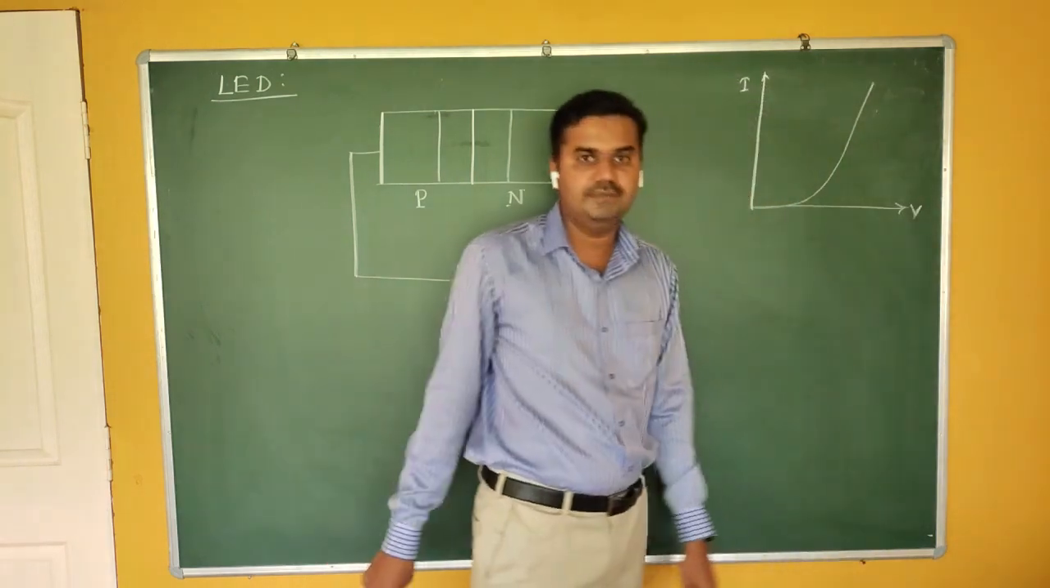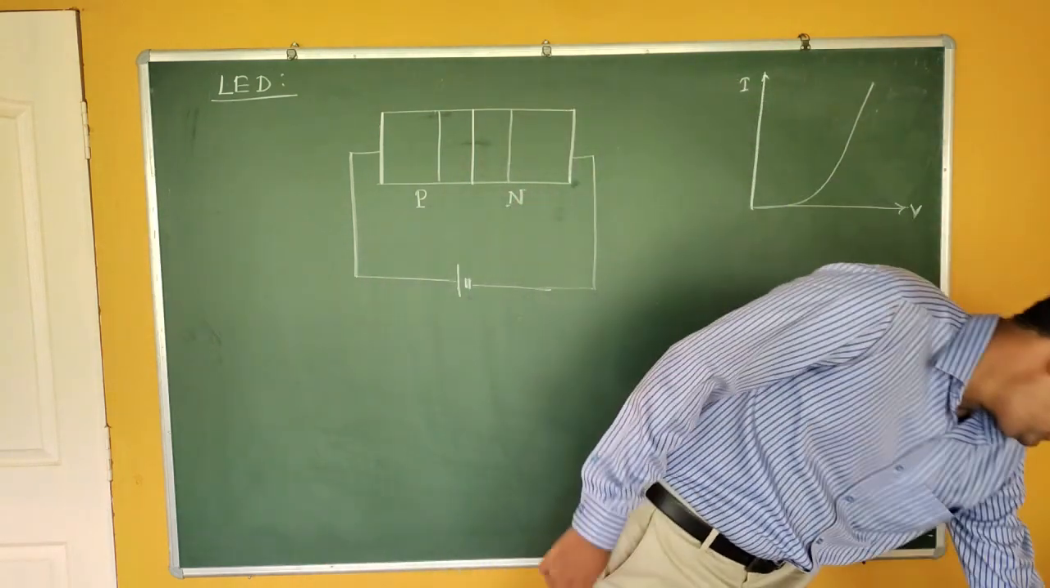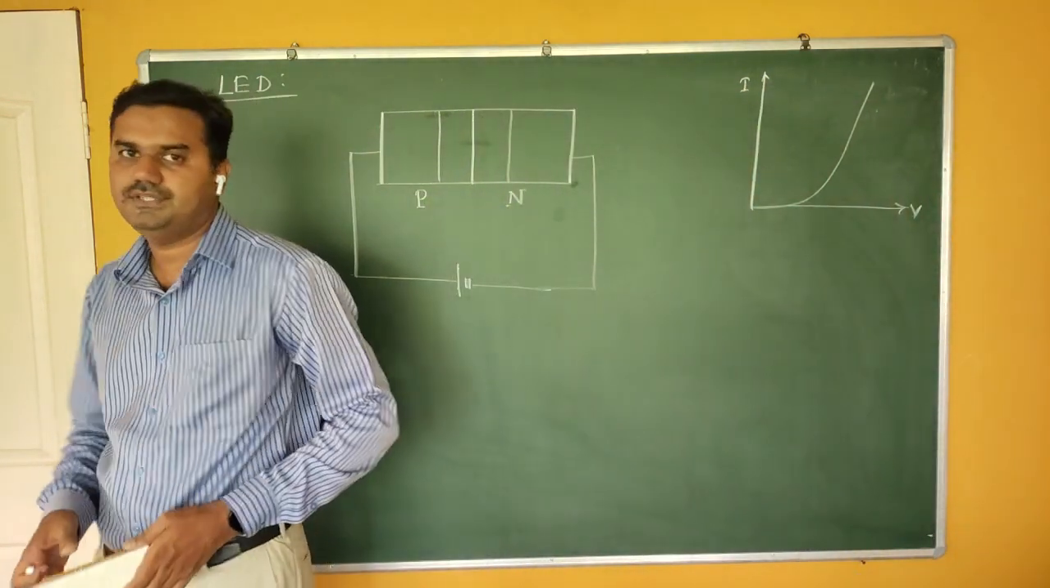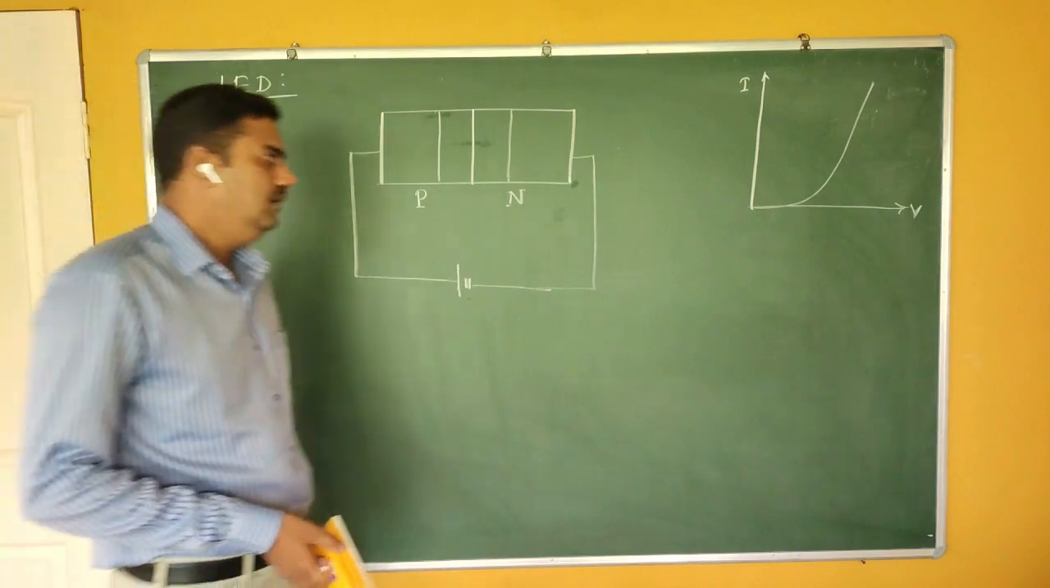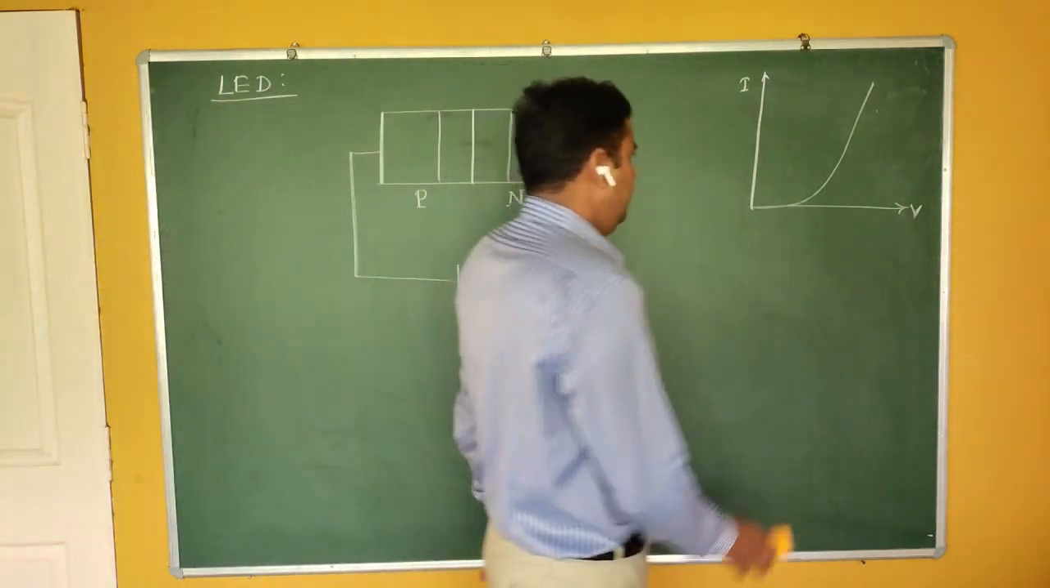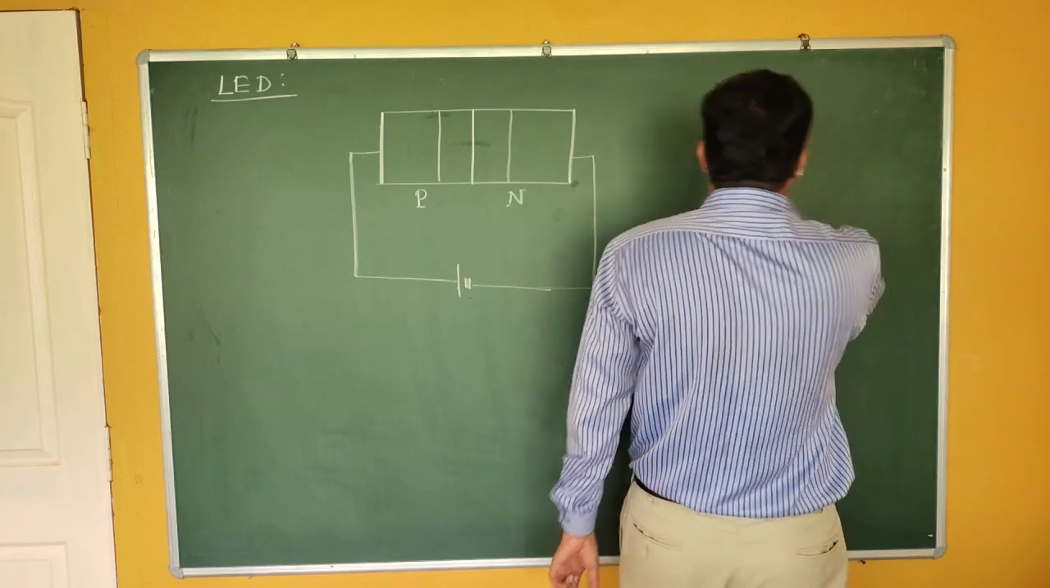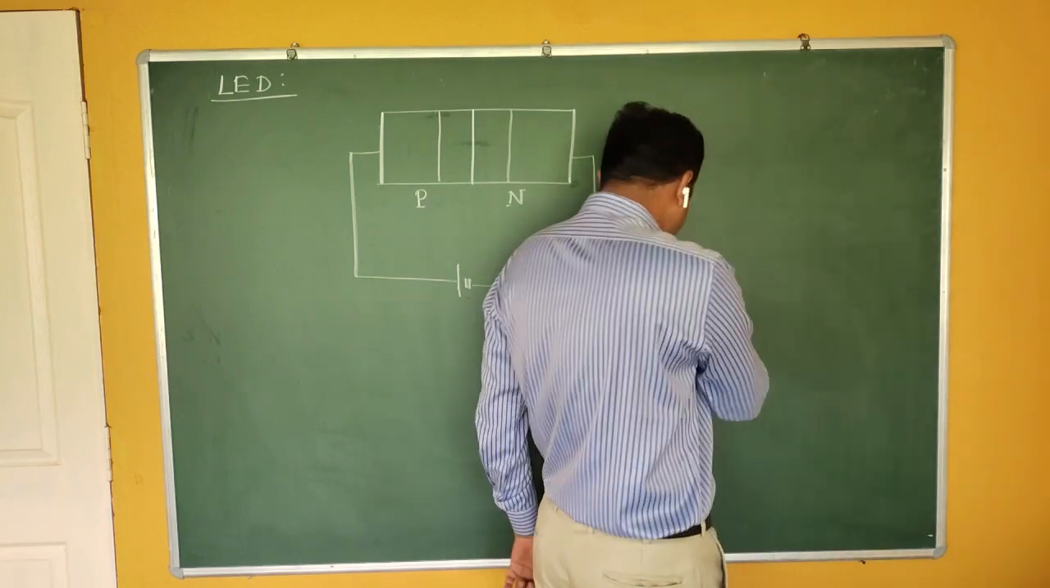Up to a certain voltage there is no current; that voltage is called the cut-in voltage. If you cross that cut-in voltage, you will get a large amount of current. This is the characteristic of a diode. Now this time, the LED.